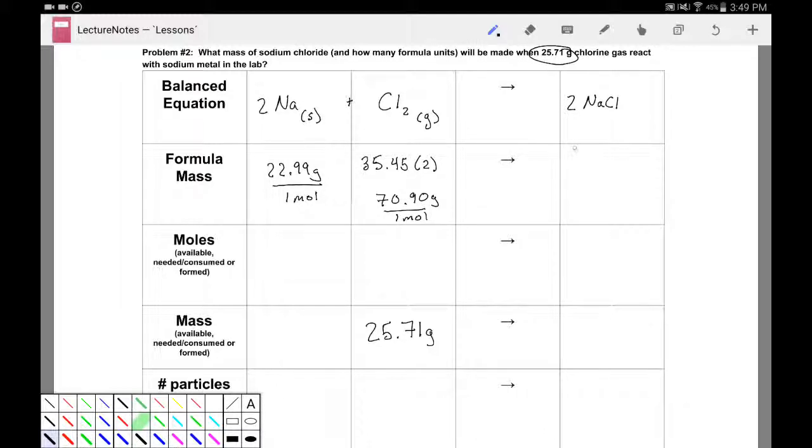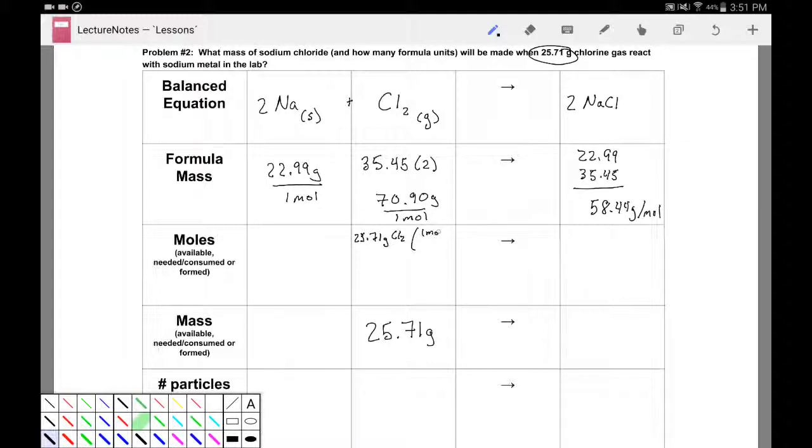Our last one, we're going to have the mass of the sodium atom and the mass of the chlorine atom combined together, and again we're ignoring the coefficient because that does not play a role into the formula mass. At this point, we can use the information given to us, such as the mass of chlorine gas, as well as the formula masses, to figure out the number of moles of any of the amounts given to us. So in this case, we have 25.71 grams of chlorine gas, and we can turn that into moles using the formula mass.